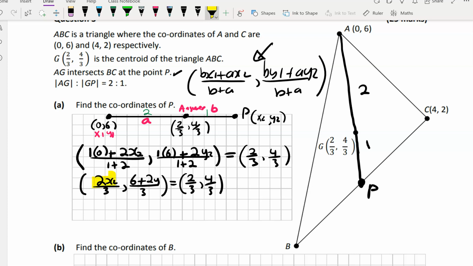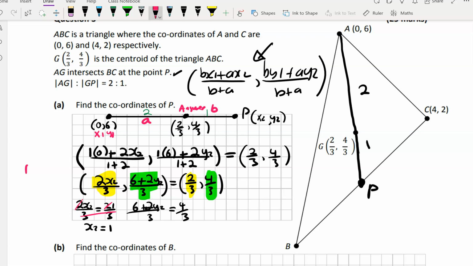Simplified then, it's clear that 2 times x2 over 3 is 2/3, and that 6 plus 2y2 over 3 is 4/3. So you can work out your individual pieces from there. Obviously 2x2 over 3 is equal to 2/3, so we can ignore the 3's underneath. So 2x2 is equal to 2. Dividing both by 2, I can see that x2 must be 1.